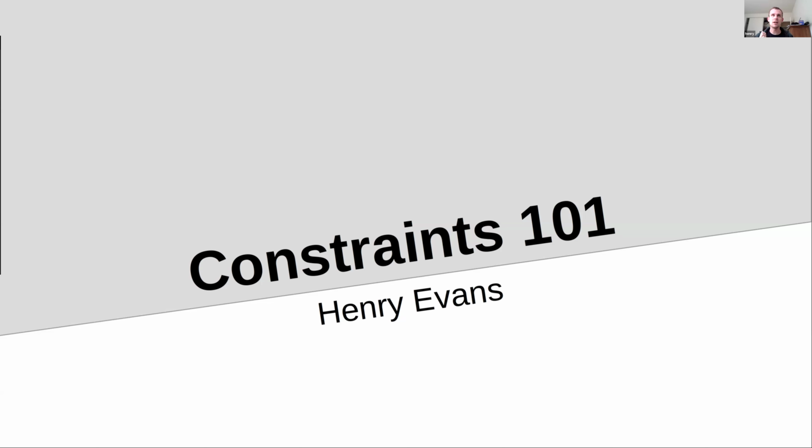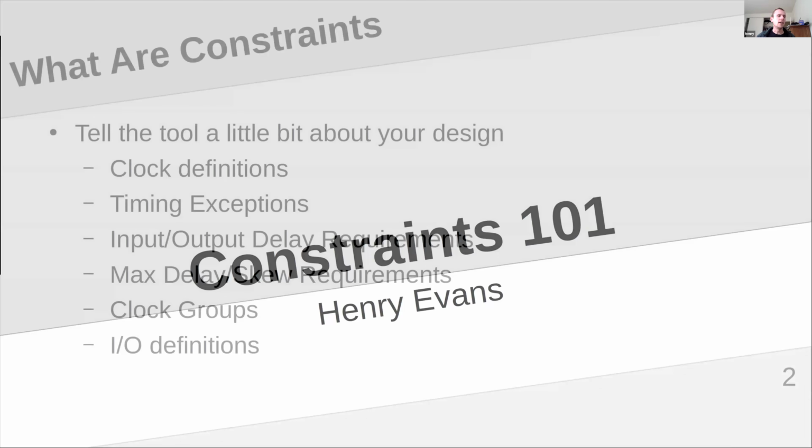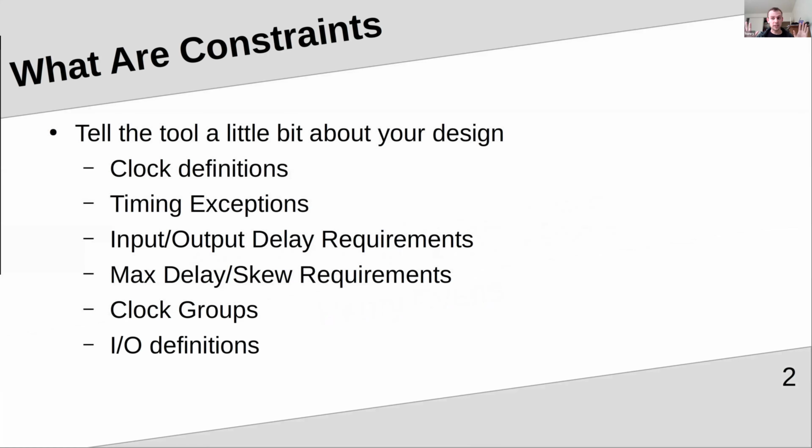This is going to be a continuation of the last talk I gave yesterday. We're going to move on from static timing analysis in its most basic form of single cycle timing, and we're going to move on to constraints and how you can do more advanced things in static timing analysis. So let's get started. First things first, what are constraints?